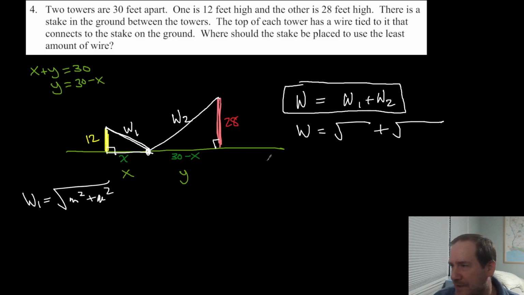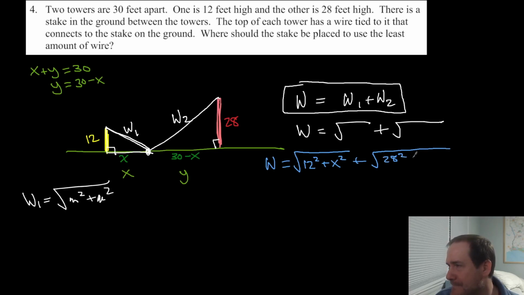So if we were to actually set this thing up, then w would be the square root of 12 squared plus x squared, plus the square root of 28 squared plus (30 minus x) squared.